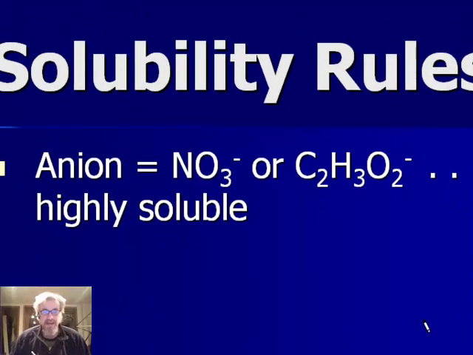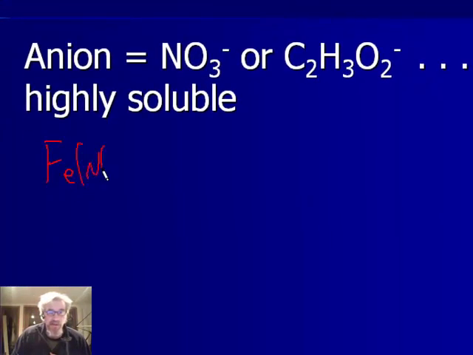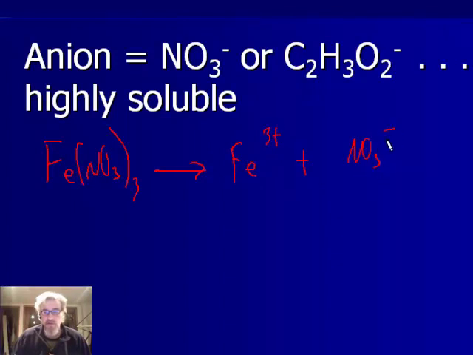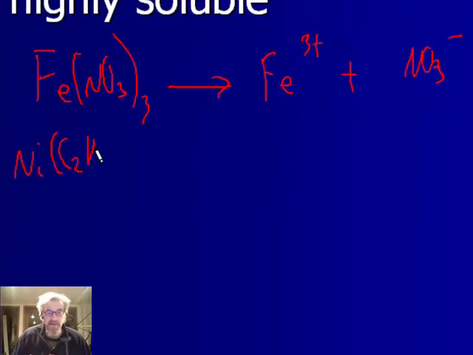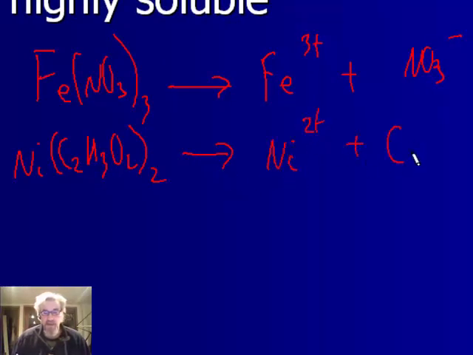Another rule, this involves anions, is nitrates and acetates are highly soluble. So, for example, if I had iron 3 nitrate, if I put that in water, it's going to split up and give me iron 3 ions, and it's going to give me some nitrate ions too in aqueous solution. Highly soluble. Or if I had nickel 2 acetate, if I put that in water, I'm going to get nickel 2 ions, and I'm going to get acetate ions.